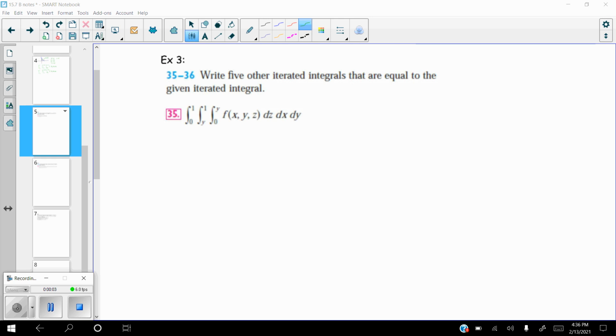All right, so this is section 15.7b, video number 3. The first two examples are relatively lengthy. Let's try and shorten this one up a little bit.